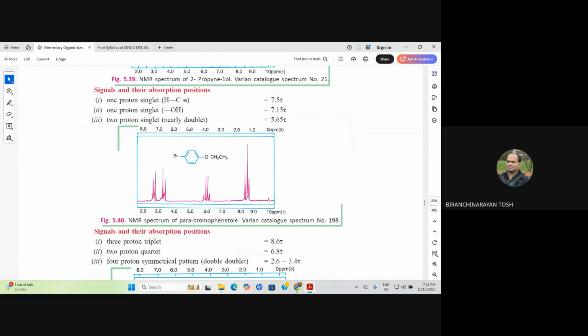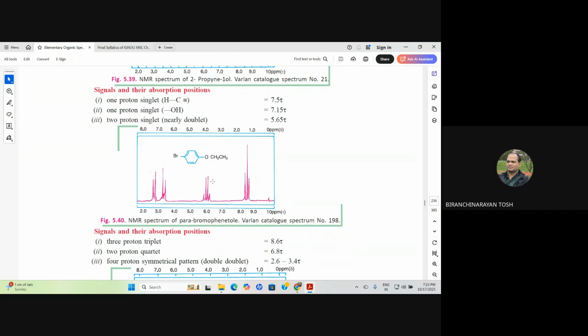Generally, methyl group will come around 8 to 9.5 or 8.5. Methylene group will come here. Okay, so it depends upon the compound, what the environment is. That does not mean that if you are getting the methyl or methylene group peak here, in every compound you will get it here. It depends upon the environment.